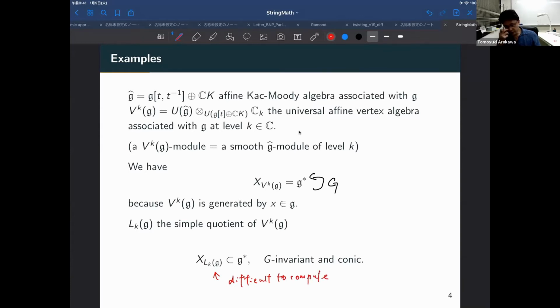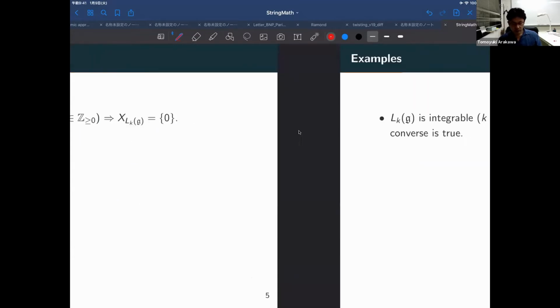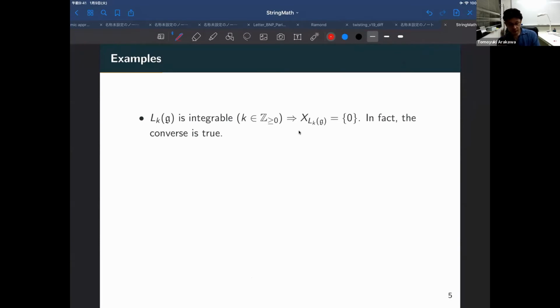But there are some cases where you can describe such varieties. The first case is our favorite case when L_k(G) is integrable. So this is one of the nicest vertex operator algebras. And then you find that the associated variety is just a point. And in fact, the converse is true. So this affine vertex algebra is integrable if and only if its associated variety is a point.